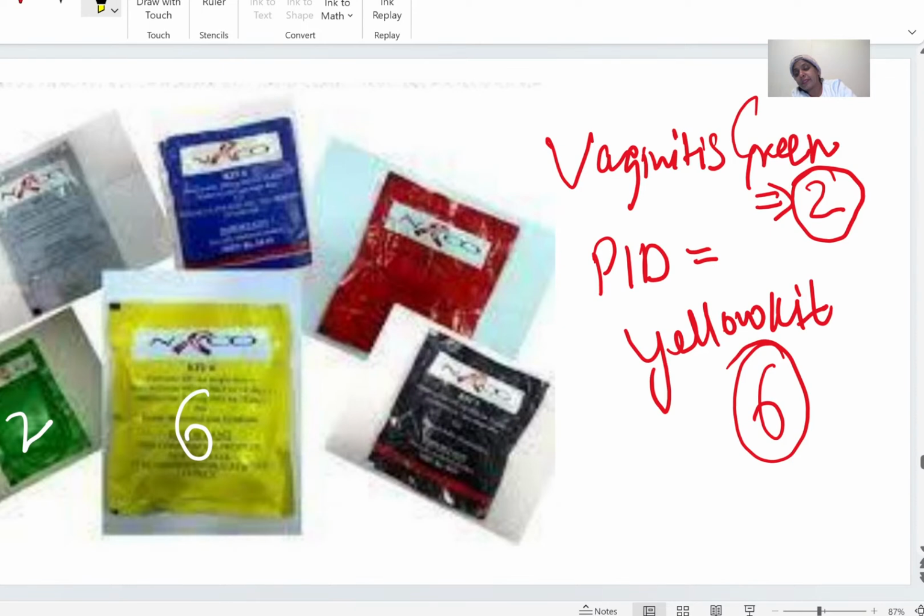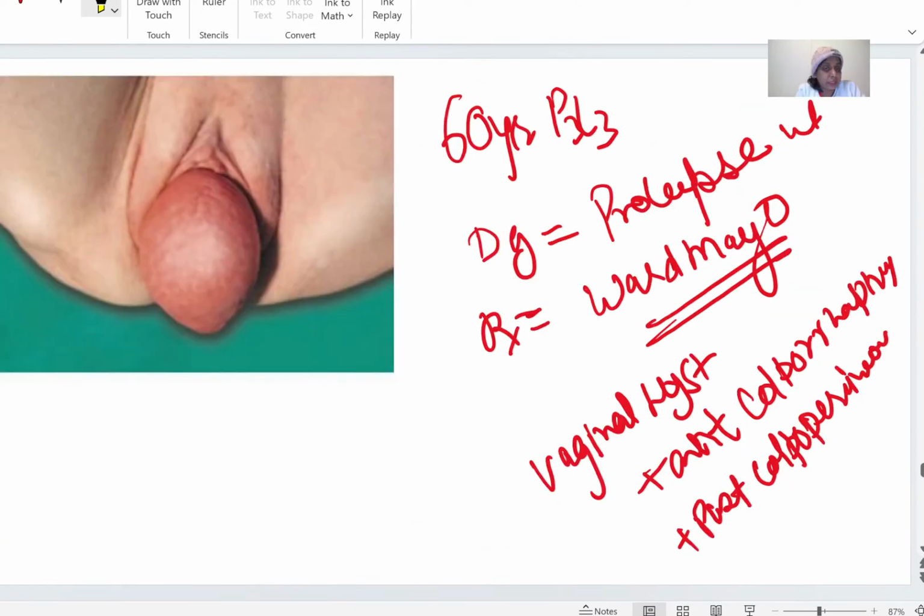This is the prolapse uterus, and Ward Mayo is the treatment for it. What is the Ward Mayo procedure? It is vaginal hysterectomy along with anterior colporrhaphy plus posterior colpoperineorrhaphy.